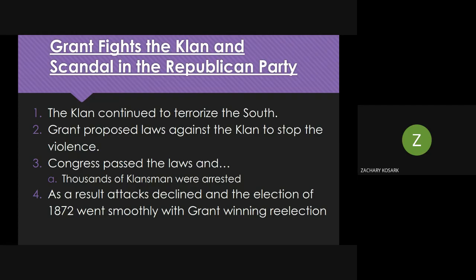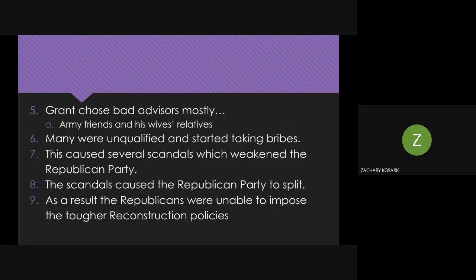There's no stopping people from voting as much and those different things. And Grant does win re-election. But Grant, especially in his second term, has problems, some scandals in his presidency.